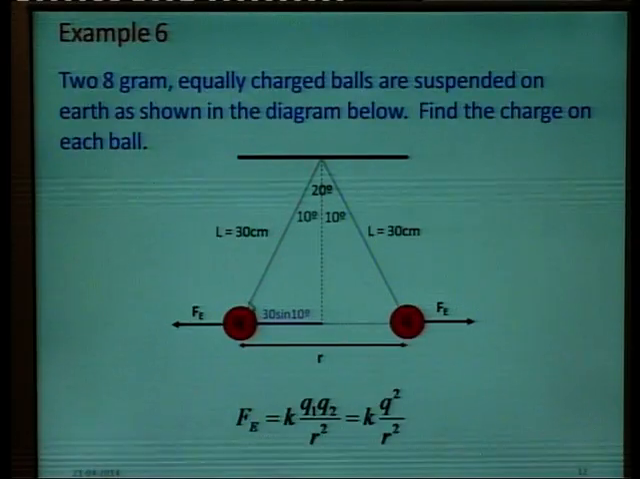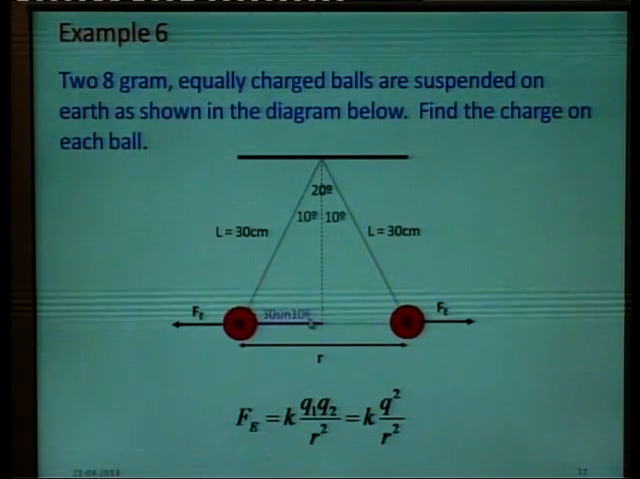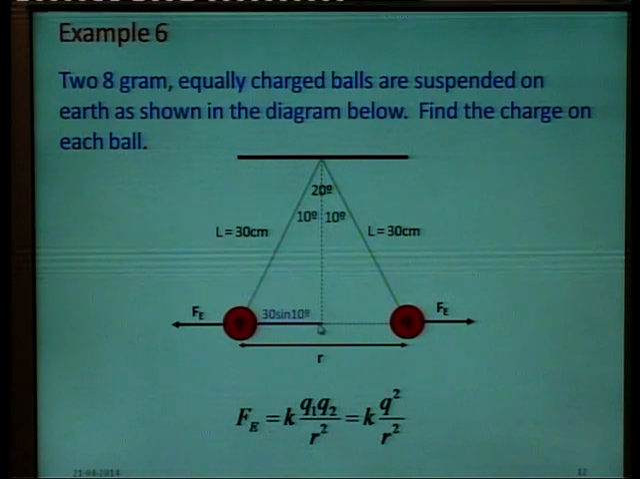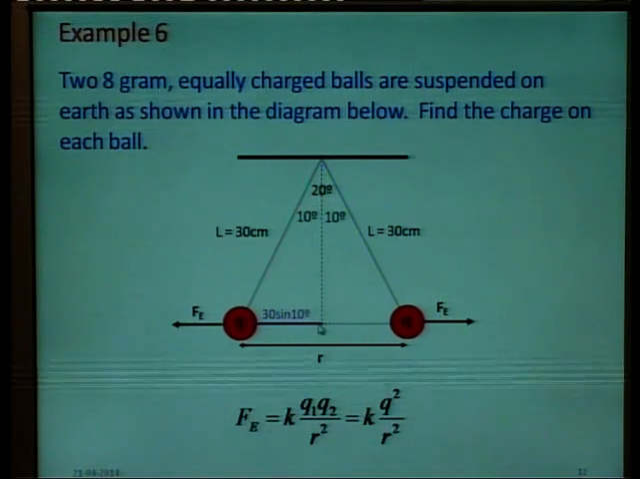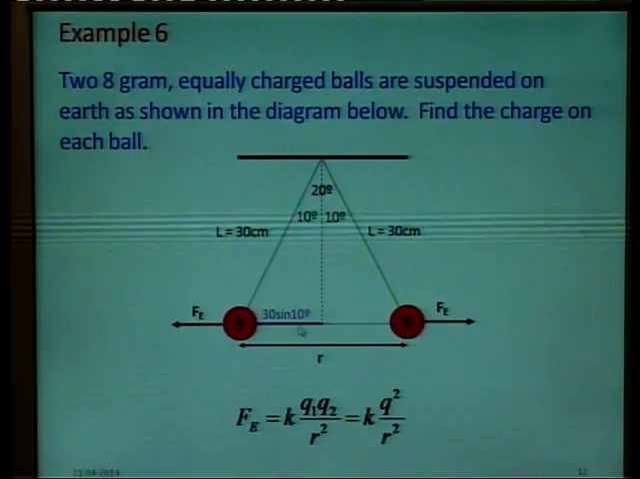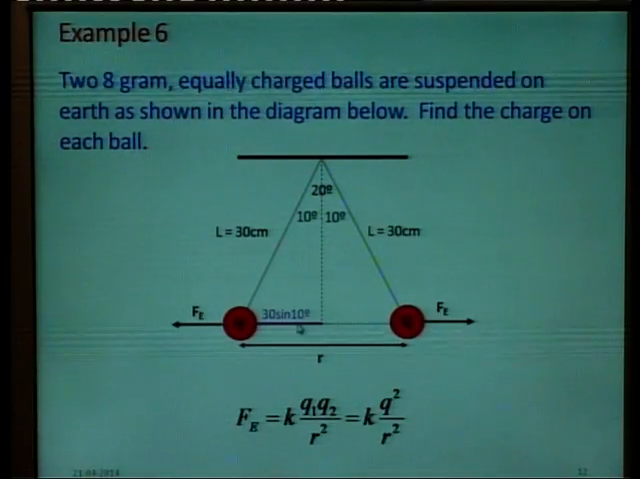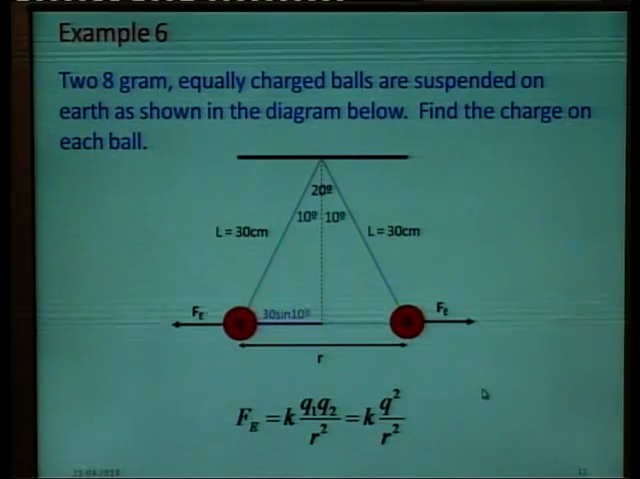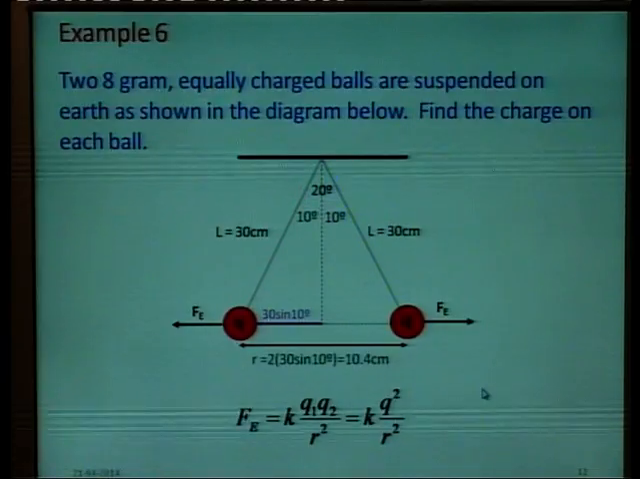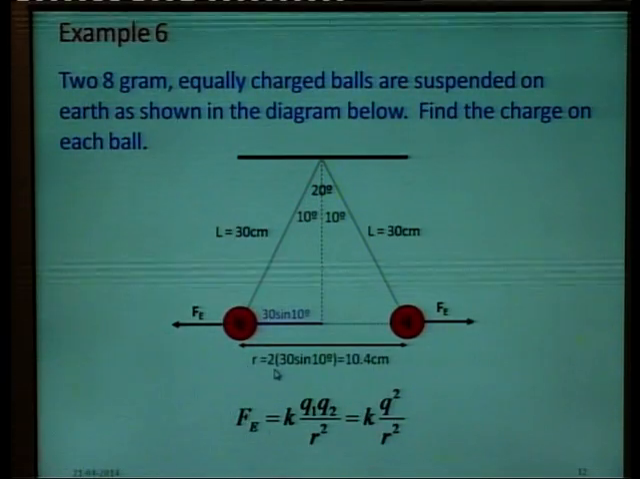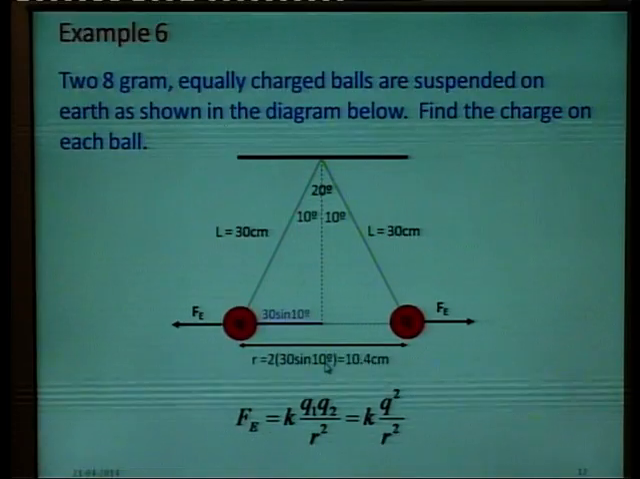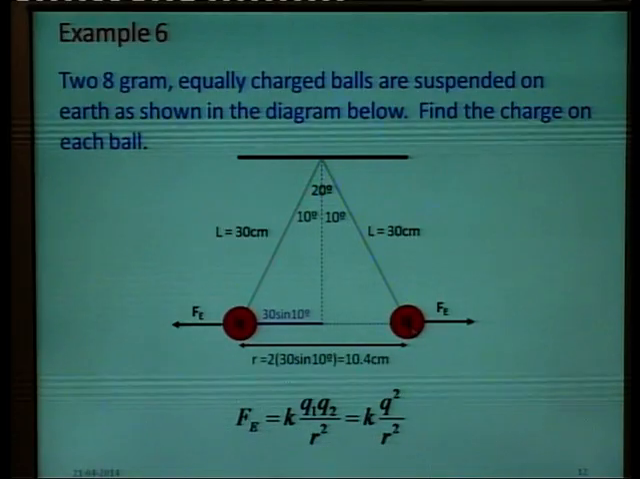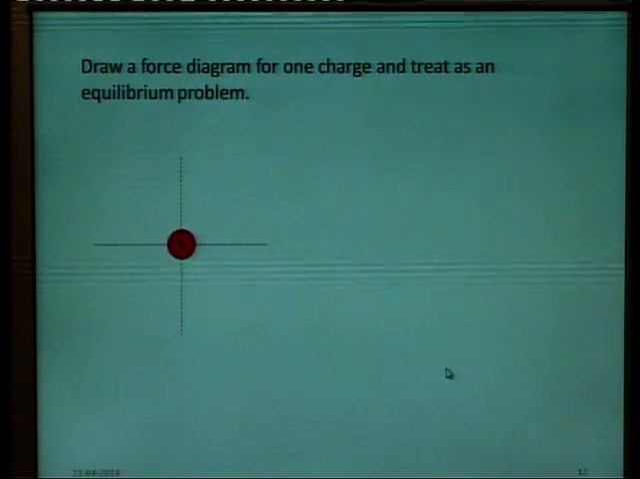This means what will be this length then? See, this is 10 degrees. This length is opposite to your angle. So, this length divided by hypotenuse gives you sin theta. So, this length is 30 sin 10 degrees because angle is 10 degrees in this triangle. So, total distance will become twice of 30 sin 10 degrees. It comes out to be 10.4 centimeters. So, distance between the two charged balls is 10.4 centimeters.